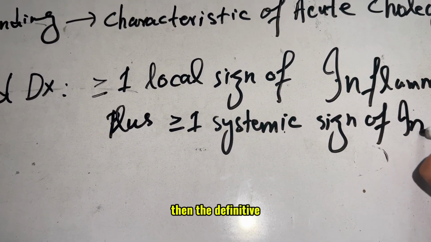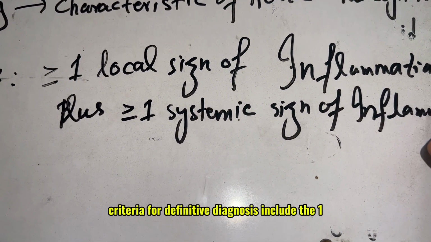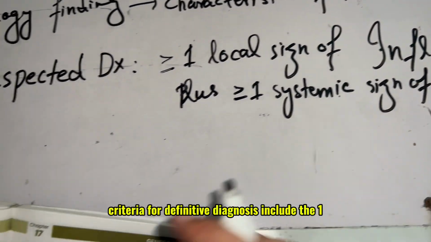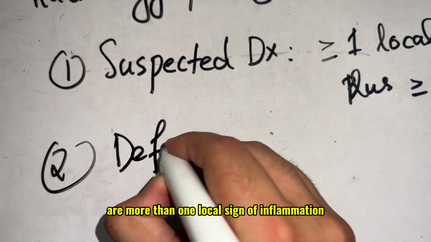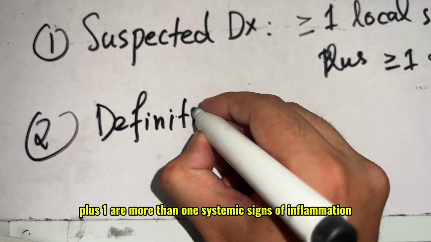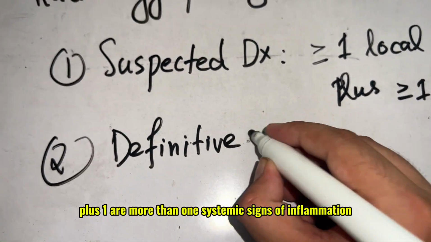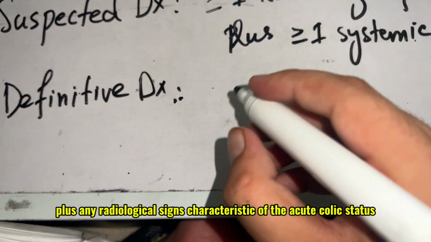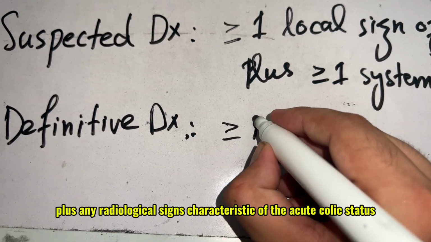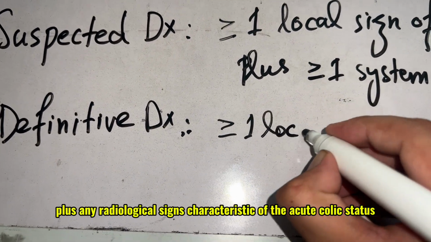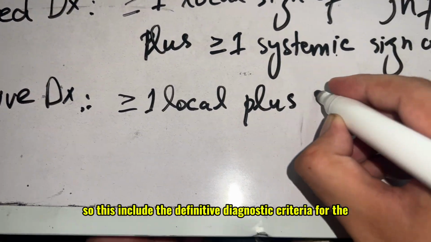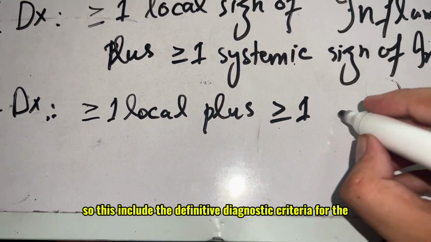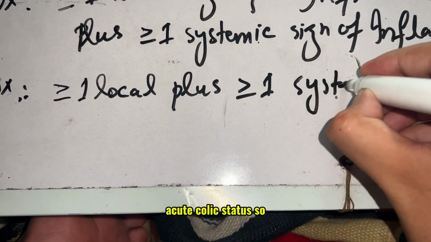Then the criteria for a definitive diagnosis include one or more local signs of inflammation plus one or more systemic signs of inflammation plus any radiological signs characteristic of acute cholecystitis. So this includes the definitive diagnostic criteria for acute cholecystitis.